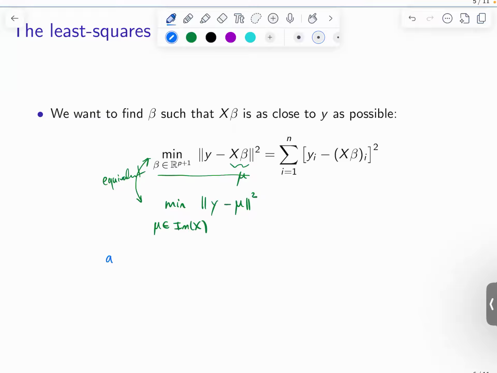And I'm going to go one step further and write an argmin here, because I care about the minimizer, not the minimum value. So argmin over mu in the image of x of the norm of y minus mu, squared. Yes, there is a square.